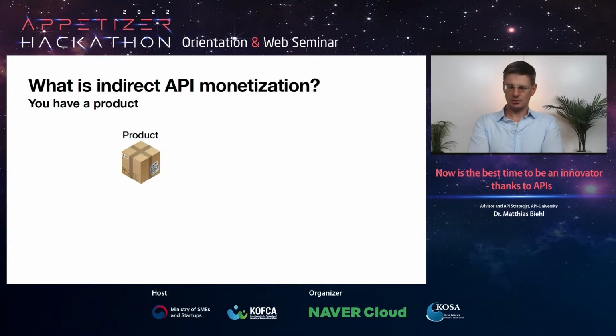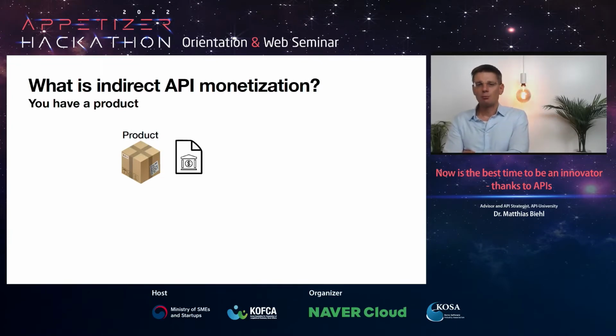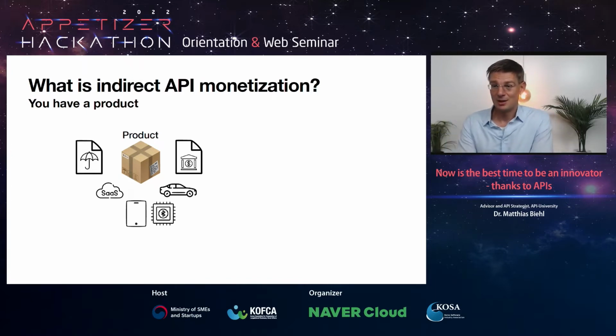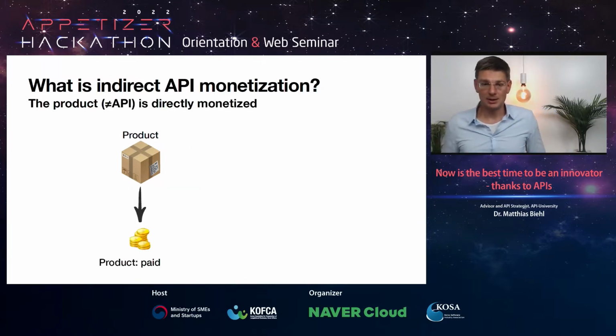So how does it actually work? It works when you have a product. When you're a bank, you have a bank account. You're an insurance company, you have an insurance policy. You're a car manufacturer, you have cars. You're a software company, you have a SaaS or a mobile application. Or you are a hardware company, you have an embedded chip. You have some hardware. So this product is typically already monetized. You know how to make money with this.